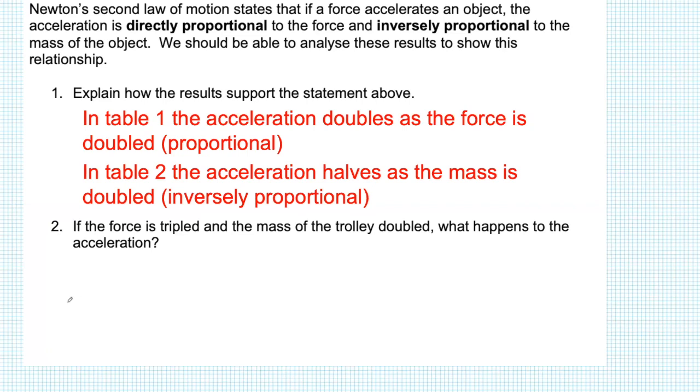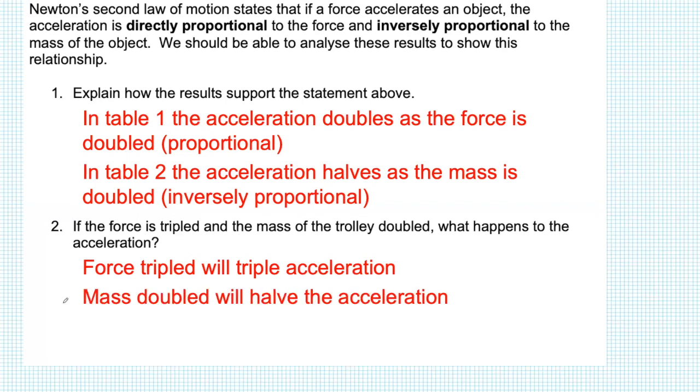If the force is tripled and the mass of the trolley doubled, what happens to the acceleration? Well, if force is tripled, this will triple the acceleration. And if mass is doubled, this will halve the acceleration. Remember, what happens to force happens to acceleration. And what happens to mass, the opposite happens to the acceleration. So we need to combine these two. So we need to triple it and then halve it.